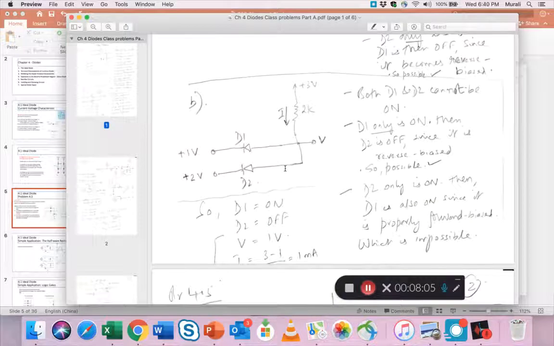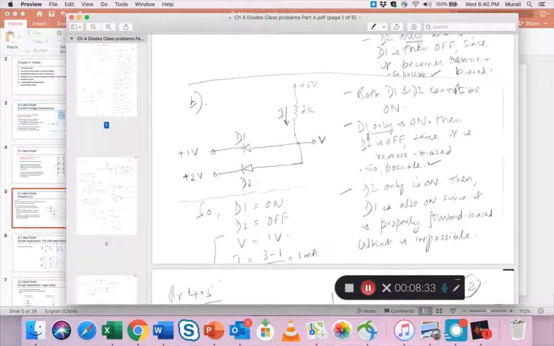Same situation for B. Again, this is a simple circuit. I know I'm probably spending more time than necessary, but you're going to run into this quite a bit, so become familiar with how to analyze a circuit like this. Here we have a plus 3 volts and both of these are at plus 1 volt. Similar situation: what is V and what is I? Both D1 and D2 cannot be on, same condition as we just talked about above.